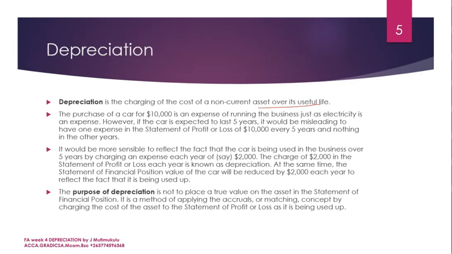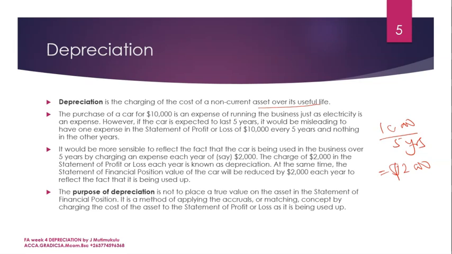So it would be more sensible to reflect the fact that the car is being used in the business over 5 years by charging an expense each year of, say, $2,000. That is $10,000 over 5 years. So every year we're going to charge $2,000. The charge of $2,000 in the statement of profit or loss each year is known as depreciation. At the same time, the statement of financial position value of the car will be reduced by $2,000 each year to reflect the fact that it is being used up.